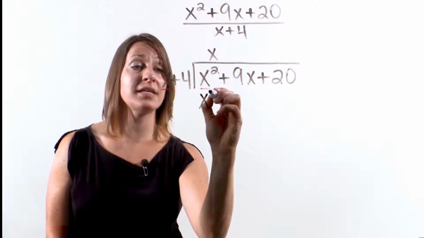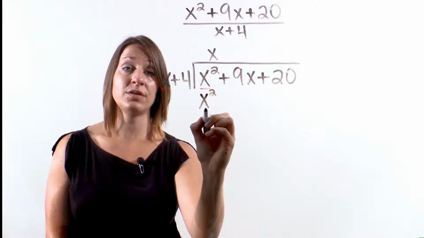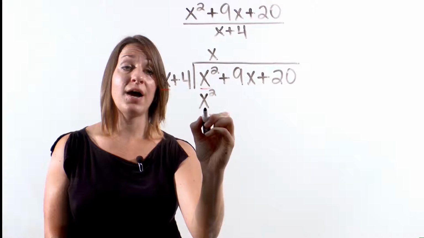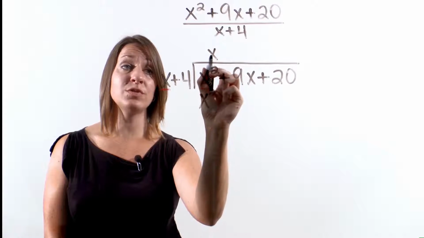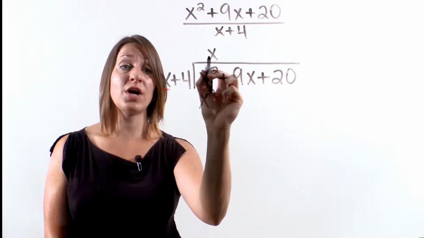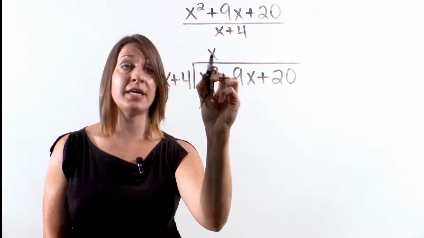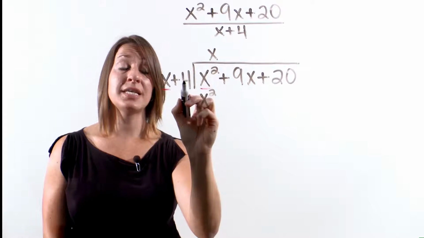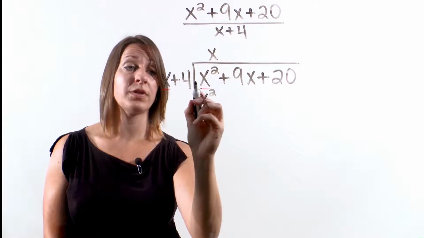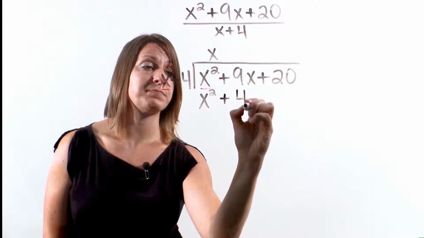So I'm going to line up my x squared directly underneath the original x squared. However, I need to multiply this x completely with this binomial, so I also need to include the positive 4. So now I need to multiply the same x times positive 4 to get positive 4x.